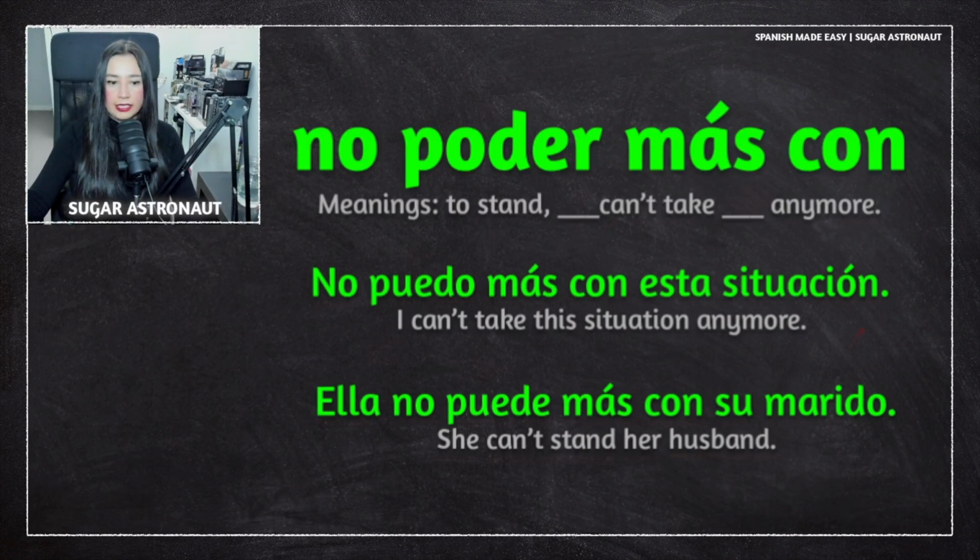Any questions? Remember, no poder más con means to not stand someone. You can't stand someone, or you can't take something anymore. Interesting. That's a very long phrase. No poder más con.